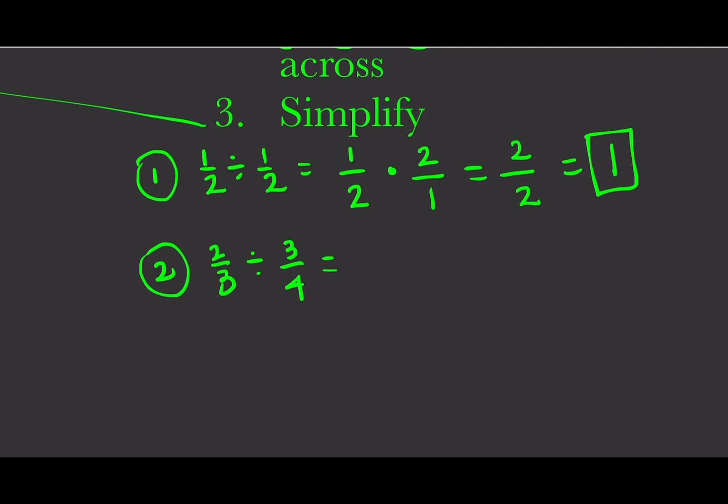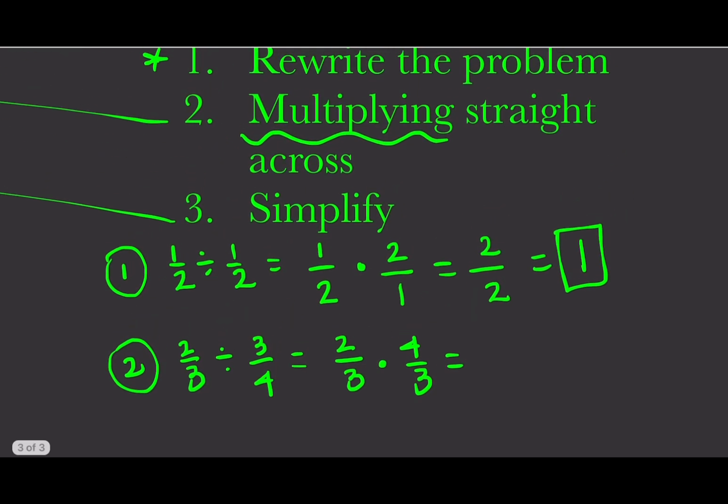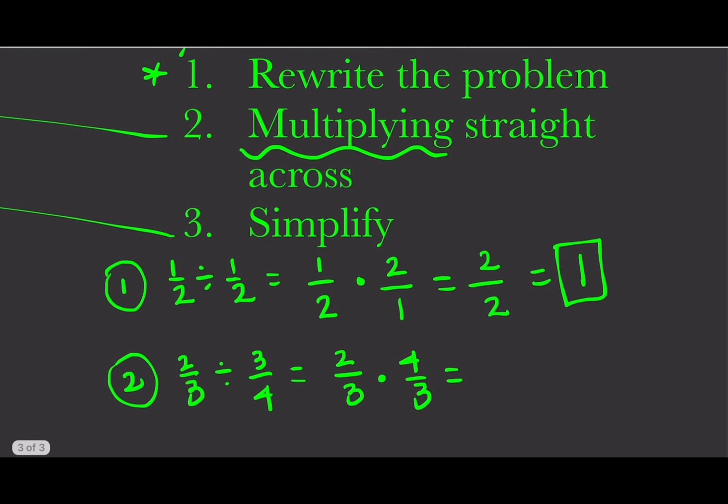2/3 divided by 3/4. So what we're going to do with our second example is copy, dot, flop. Now, we rewrote the problem. That's step number 1. To multiply straight across, we have 8/9 and simplify. Well, we don't need to. That's it. And we're done.